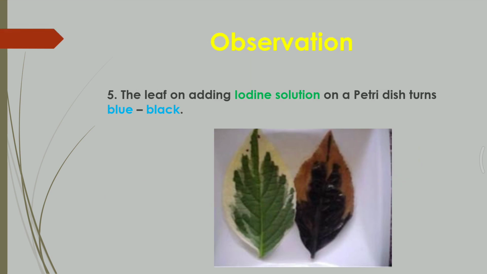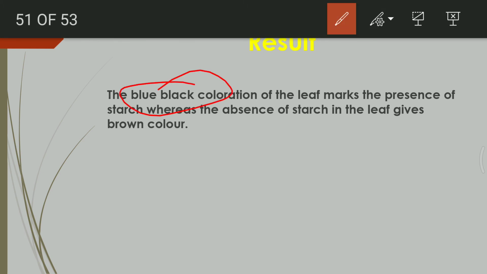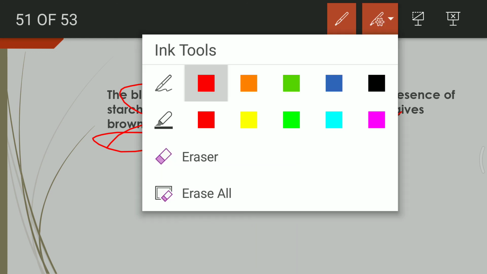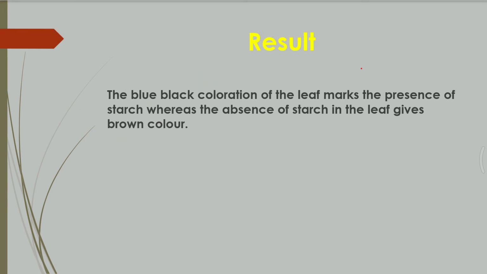So I hope with this experimental outcome, you can be sure how the entire process takes place, and you can come to a conclusion that blue black coloration means starch is present, and brown coloration means starch is absent. So this is the experiment I just wanted to discuss with you all. I hope you all have understood the entire procedure, how to do the experiment, and I hope it will be really helpful for you for the incoming experiment.